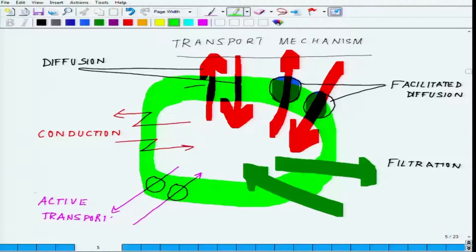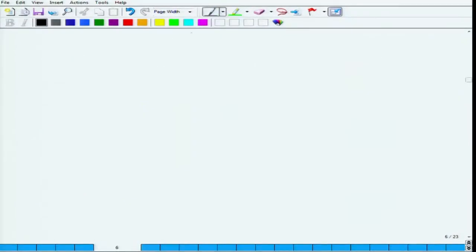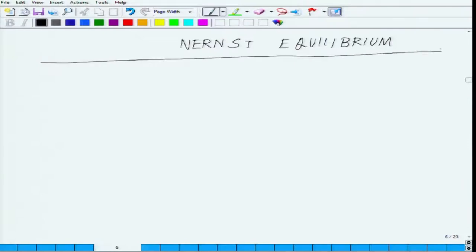So, now based on all these things, I will come back to the Nernst equation, which I initiated in the last class, and now I will move on to the Nernst equation or Nernst equilibrium. Before I explain Nernst equilibrium, let us try to understand two simple situations. Okay. So, let us assume the inside of the cell and outside of the cell.